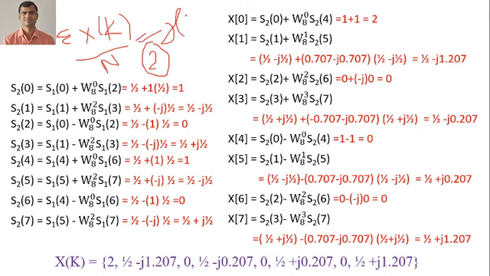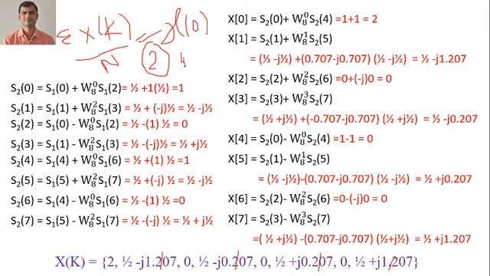Okay, so the value of x of 0 is 1 by 2. Now if you add this, see here, the imaginary part minus j 1.270 and plus j 1, so these are getting cancelled. Minus j 2.207 plus j is also getting cancelled. So 1 by 2 plus 1 by 2 becomes 1, and 1 by 2 plus 1 by 2 again becomes 1. So 2 plus 2 becomes 4.